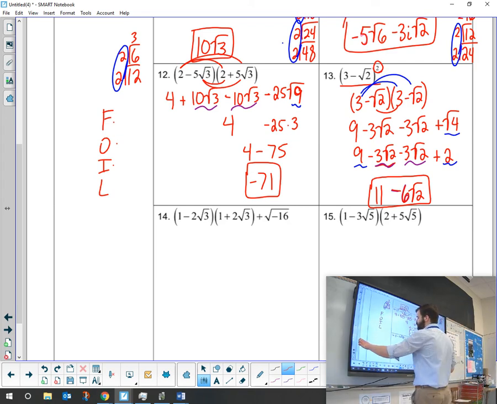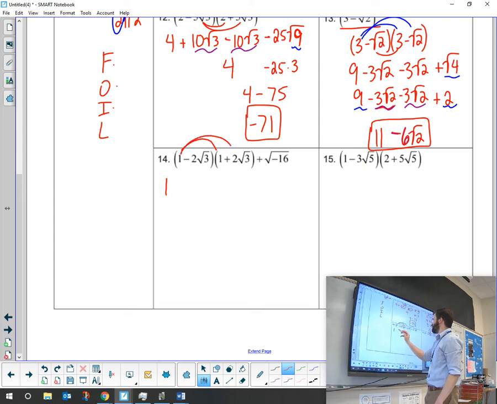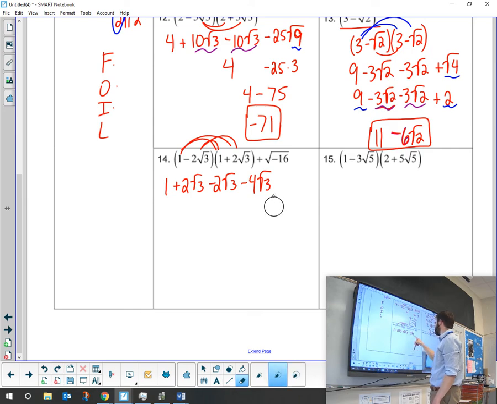Okay, let's try these last two real quick. This one we have a distribution and a simplification on the end that maybe we'll be able to combine. All right, so let's multiply it out. So let's go first. 1 times 1 is 1. 1 times 2 square roots of 3 is 2 square roots of 3. Negative 2 square roots of 3 times 1 is negative 2 square roots of 3. And then negative 2 square roots of 3 times this is negative 4 square roots of, not 3, it's going to be square root of 9.